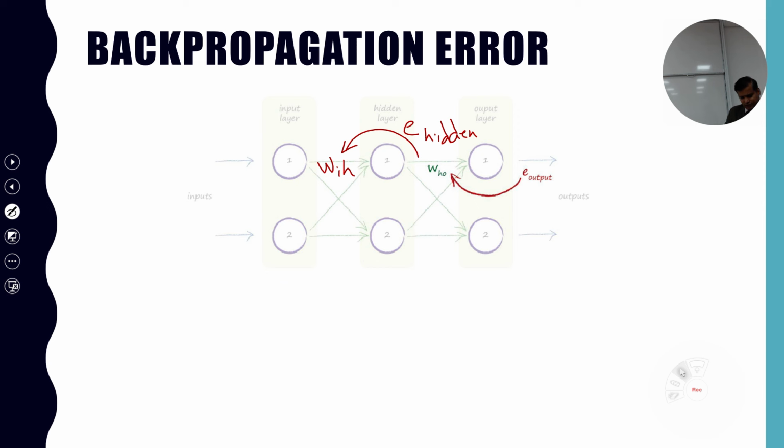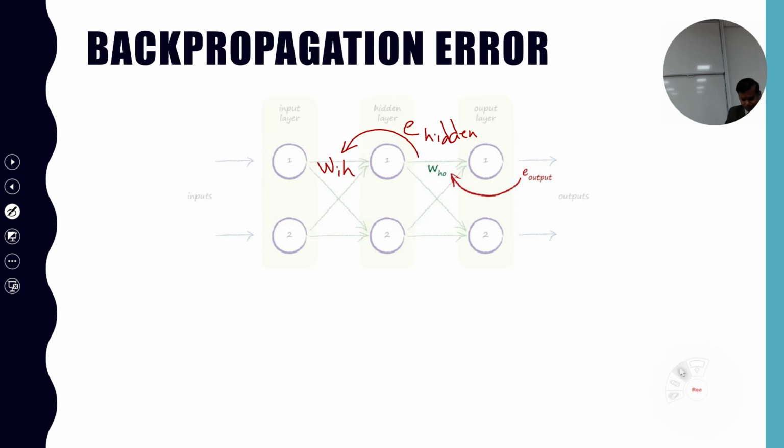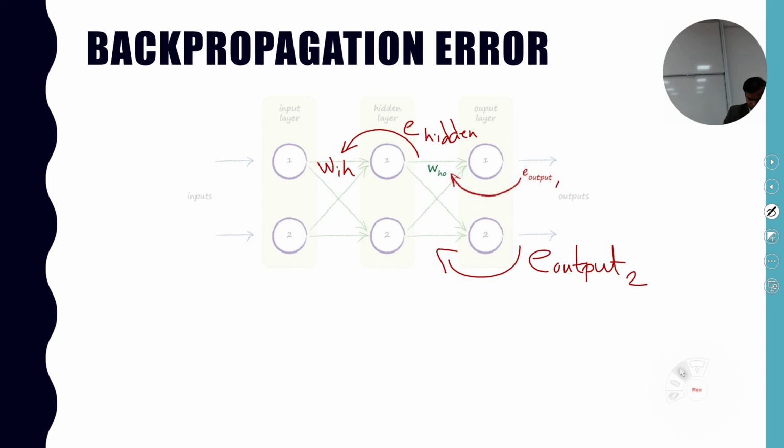So let's try to understand the final output layer. We have an output, and we are going to compare that output with the training example, like in this case T1 we saw, right? That should be our target. Let's check this out again. You can also consider there is another output here, right? So this E output, we'll call it E output 2, E output 1, and hidden output 1, you can call it 1.